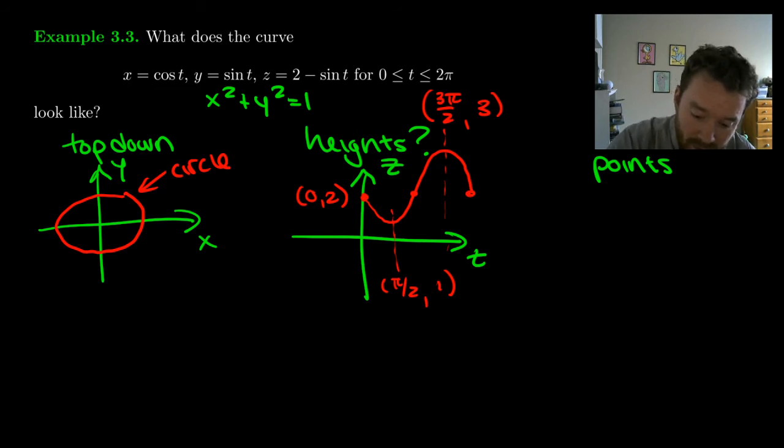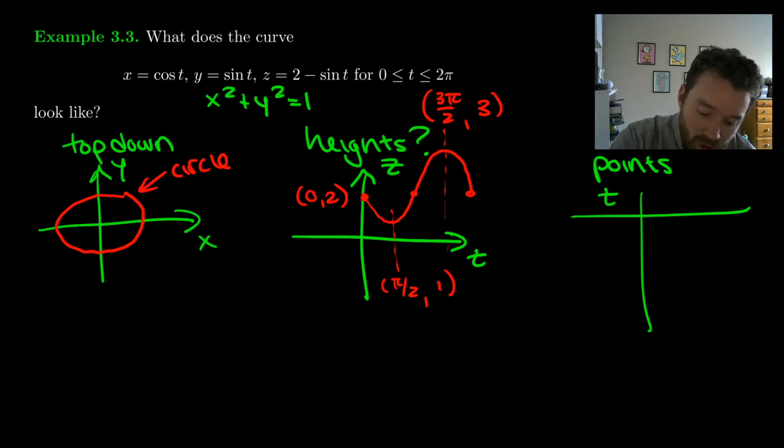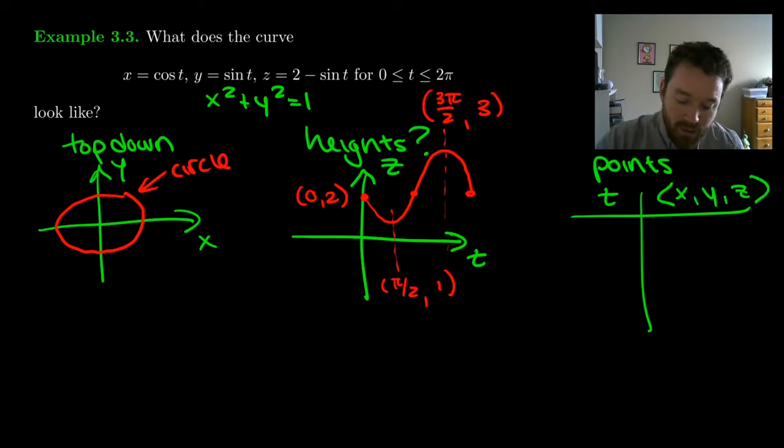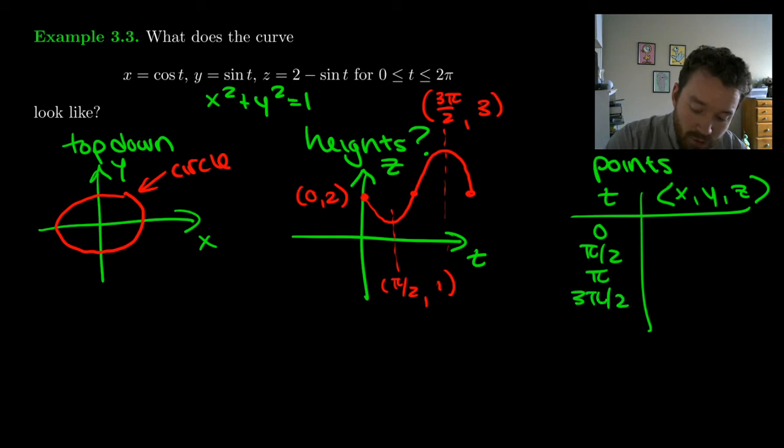So let's think about some of the points that live on this thing in total. Right? So we have t, and let's look at what the point x, y, z should be in that case. It's always going to live on the cylinder. Remember, it's always going to be that x squared plus y squared equals 1. So let's look at the points t equals 0, pi over 2, pi, 3 pi over 2, and 2 pi, because those are friendly values I know for cosine and sine. Right, so when I plug 0 into cosine and sine, I get 1, 0. And then when I plug it into z, I get 2.